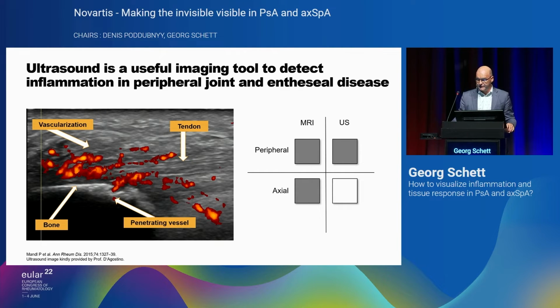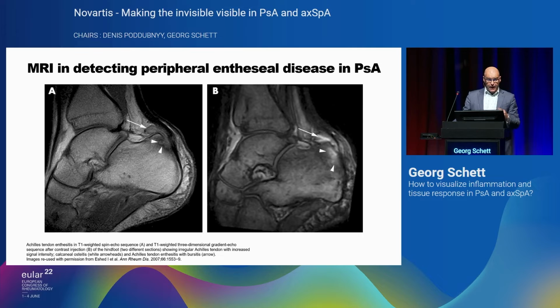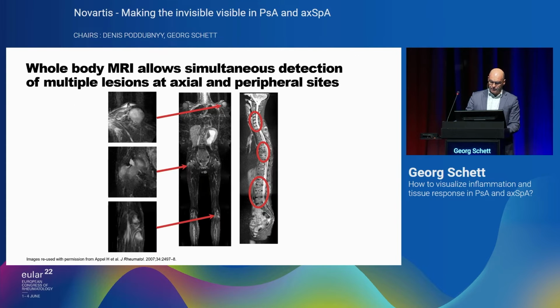MRI is working in peripheral and axial disease, but there are downsides and upsides of both technologies. MRI is pretty cool because you can detect osteitis. This is just one image of Achilles tendon enthesitis, where you see the outside inflammation, water enrichment, and also the inside inflammation, which is osteitis, and in between the bone lamella. So it gives a comprehensive picture of the disease process, and we use that sometimes to detect inflammation.